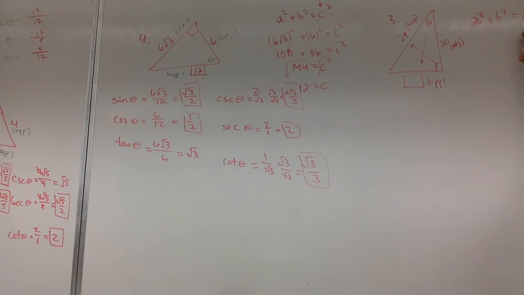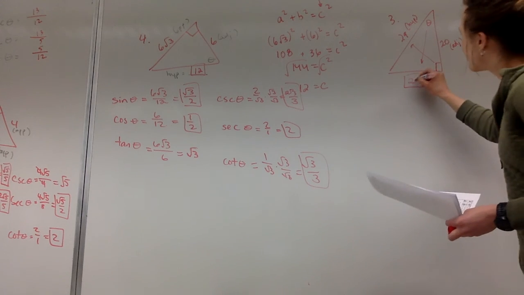How do you know which one's A, B? It doesn't matter. You can say adjacent is A, but because I'm adding these two things together, it doesn't matter where it is. You're going to be subtracting this from here anyway. So when you do B squared equals 29 squared minus 20 squared, you get B squared equals 441. What is the square root of 441? 21. So this is my 21 opposite.